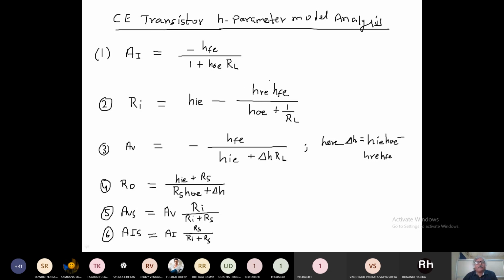So this is for common emitter. Now for common base, you use subscript B in place of E. That's all.